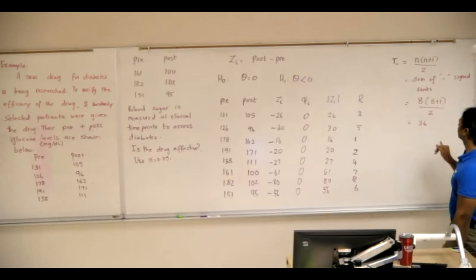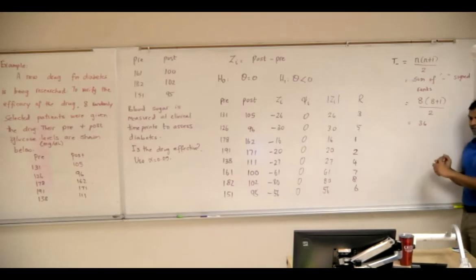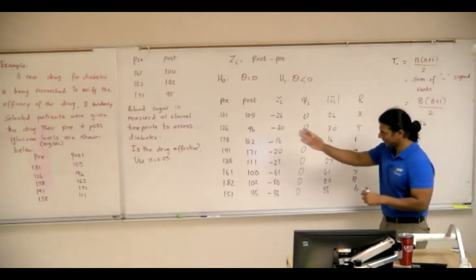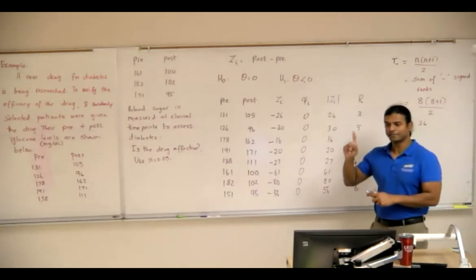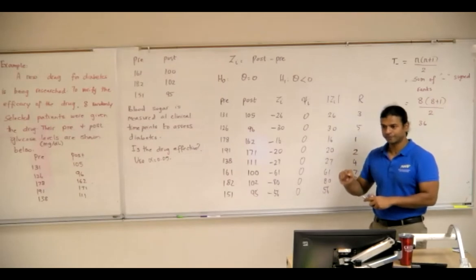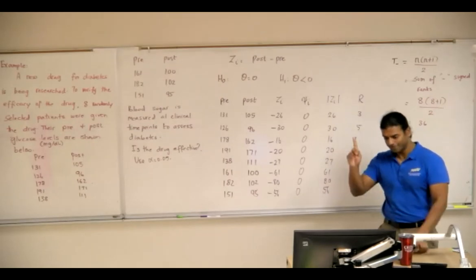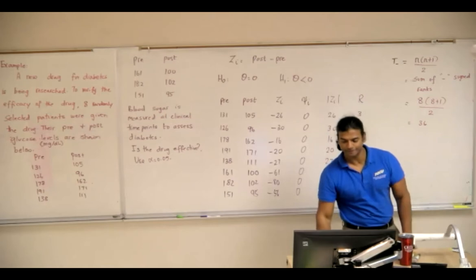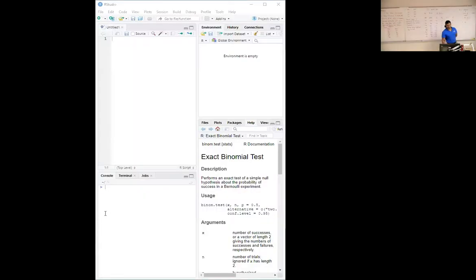What is the critical value corresponding to 36? How do we find that, excuse me, not corresponding to 36, corresponding to an alpha of 0.05 from last time? How did we find it? Q signrank. So should we use P signrank or Q signrank? Q. Why? What does Q stand for? Quantile. P stands for probability.